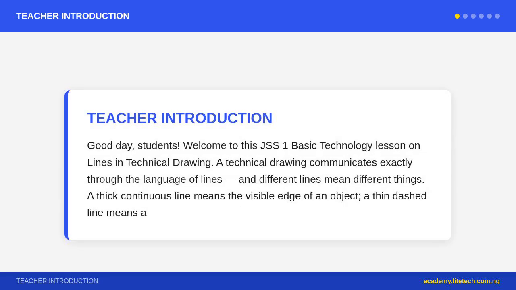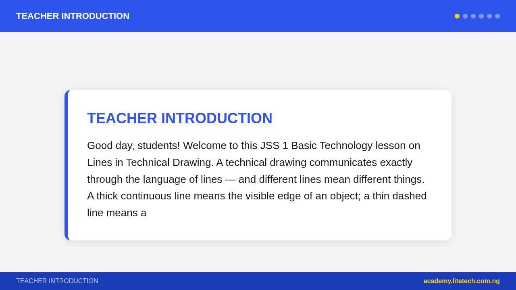A technical drawing communicates exactly through the language of lines, and different lines mean different things. A thick continuous line means the visible edge of an object, a thin dashed line means a hidden edge, a chain line marks a center or cutting plane. Understanding these standard line conventions is fundamental to reading and producing any technical drawing.